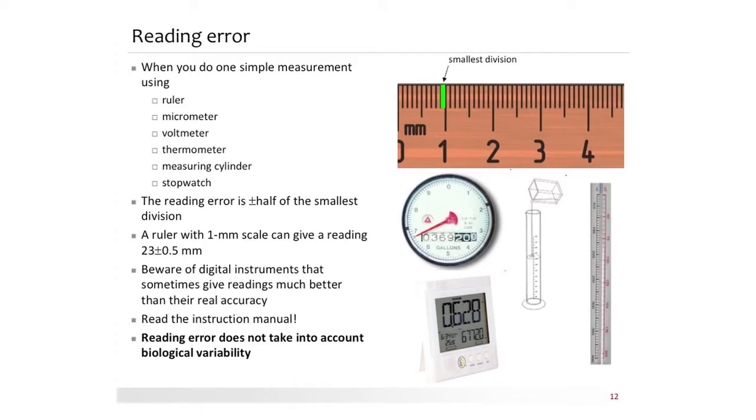And what's the calibration of this device, how accurate it actually is, nobody knows because it's not given in a booklet. Of course, this is not a laboratory device. A proper laboratory device would come with instruction manuals, so read it and read about calibration and accuracy of the device, because the readout might tell you something not quite what you want to know. Unfortunately, reading error does not take into account biological variability, so if you want to assess this, you will need replicates again.